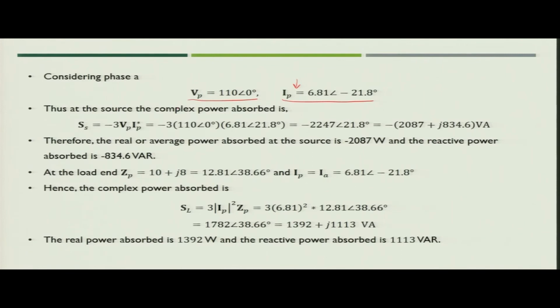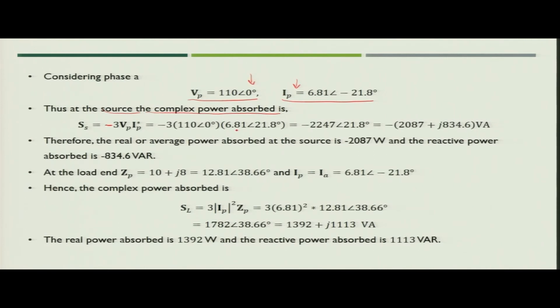Now, when you have V p and I p calculated, you can find out the complex power absorbed at the source. Since the source generally supplies power to the load, if you are asked to find the power absorbed, you will have a negative sign. So, total complex power absorbed by the source will be equal to minus 3 times per phase voltage V p into I p conjugate. These two values you already have.